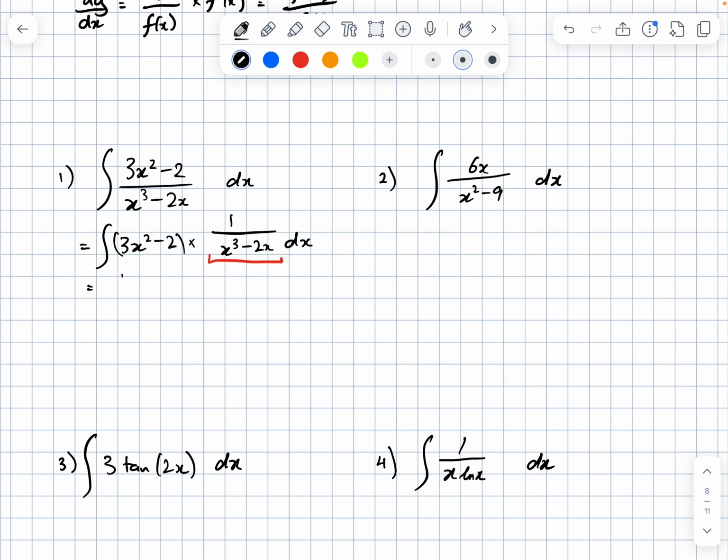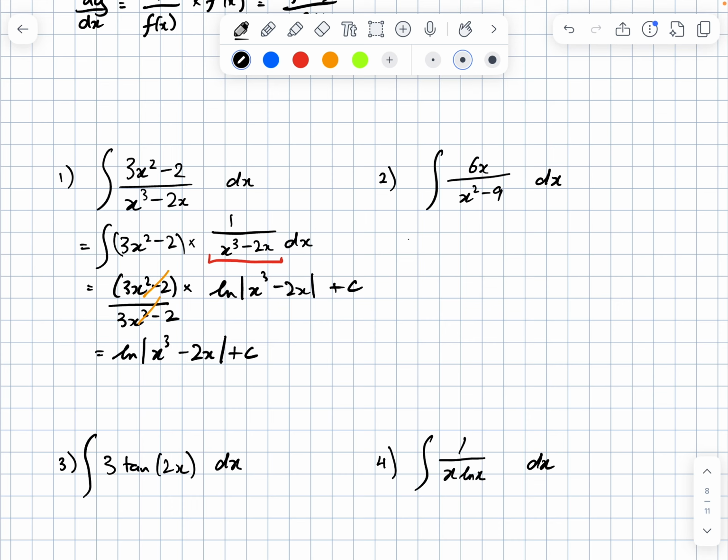So I get what I had before, 3x squared minus 2 times by ln of x cubed minus 2x. And then when you integrate, you've got to divide by the derivative of the brackets. So I'm dividing by 3x squared minus 2, plus c. On the left part of this, those completely cancel, and we're left with the answer of ln of x cubed minus 2x plus c.